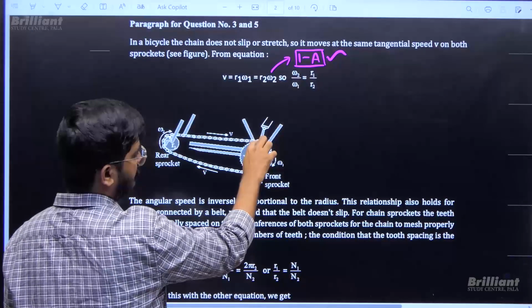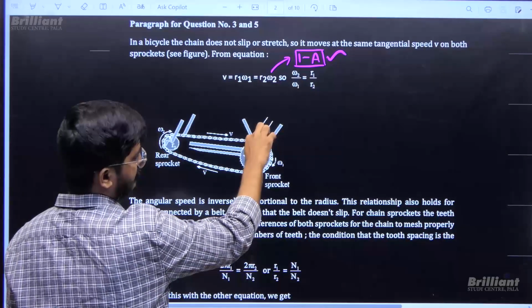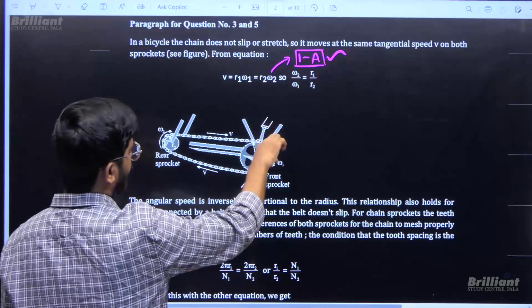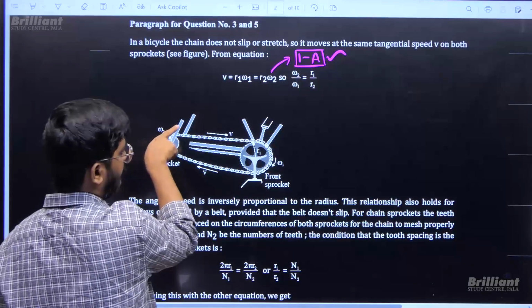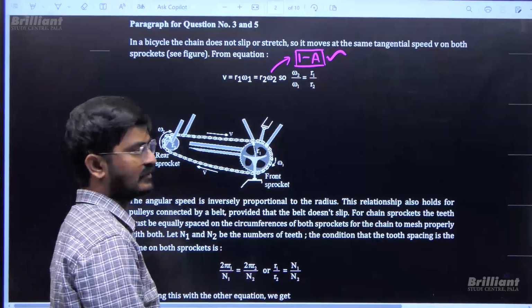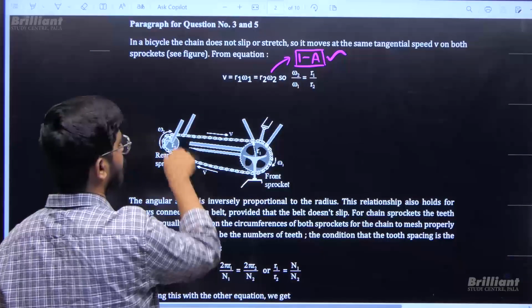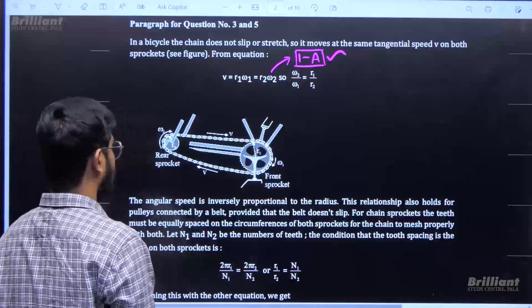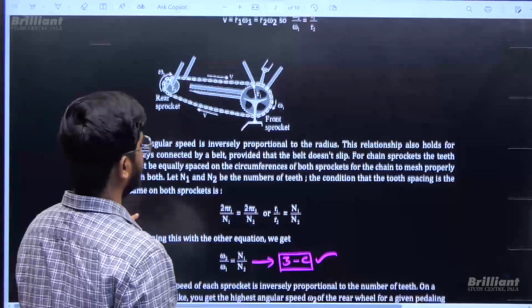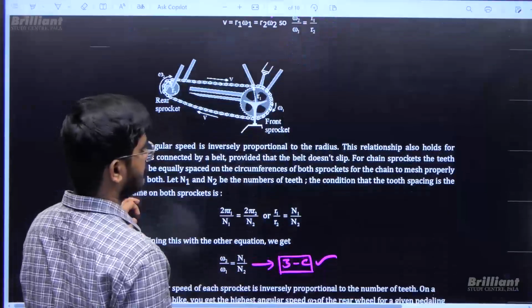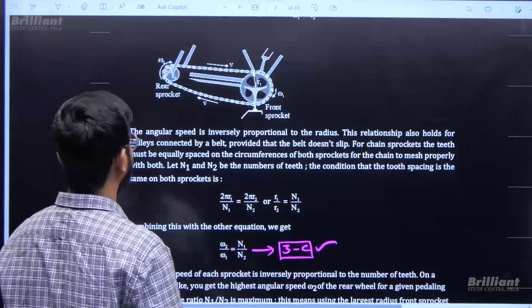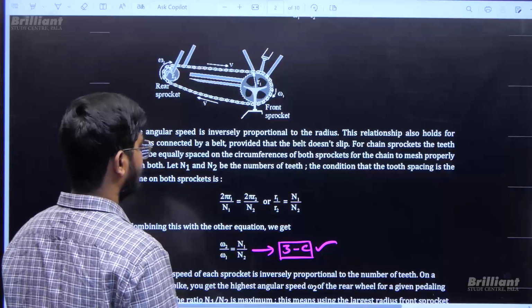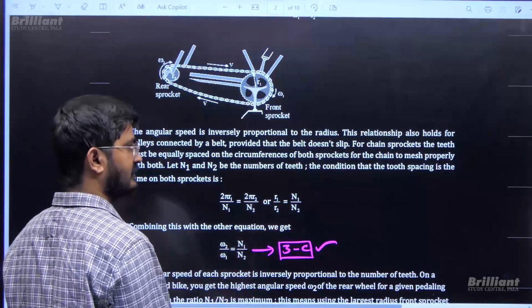So basically the point on the front sprocket will have speed r1 omega 1, the point on the rear sprocket will have r2 omega 2, but there is no slipping between chain and the sprocket, so r1 omega 1 equals r2 omega 2. You can take the ratio also, that's up to you. Now the angular speed is inversely proportional to radius. This relationship also holds for pulleys connected by a belt, provided the belt does not slip.